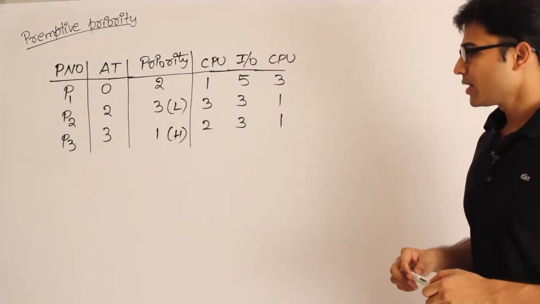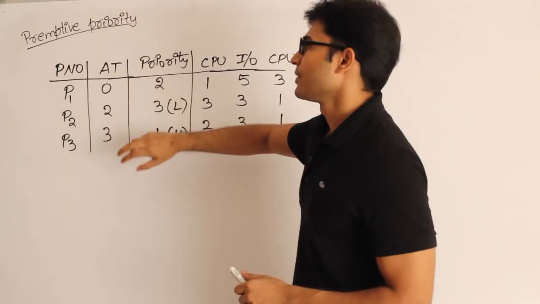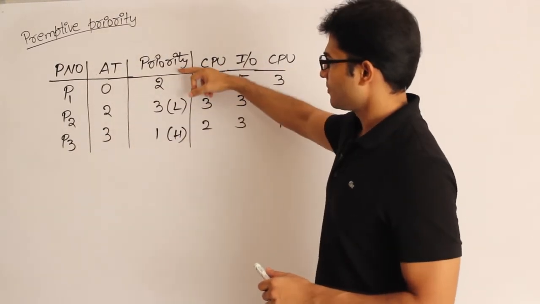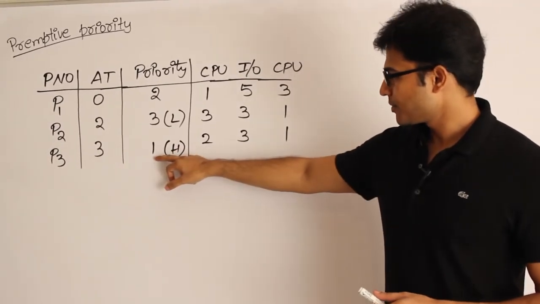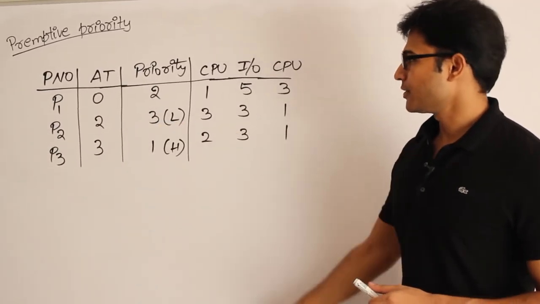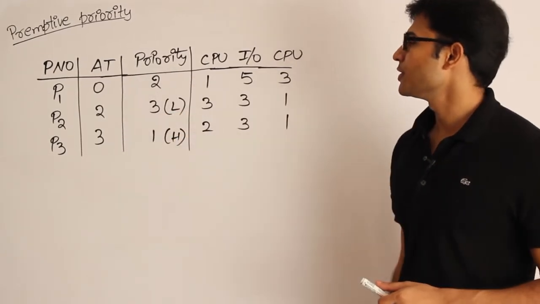Now watch it. We have three processes, P1, P2 and P3, with these arrival times and these priorities. Here the lowest number is given the highest priority and the highest number is given the lowest priority. Therefore 3 is the lowest priority, 1 is the highest priority, and 2 is in the medium, right?